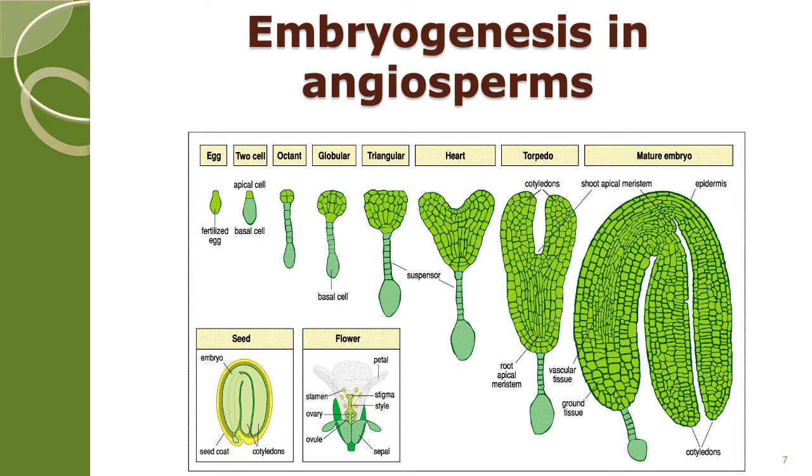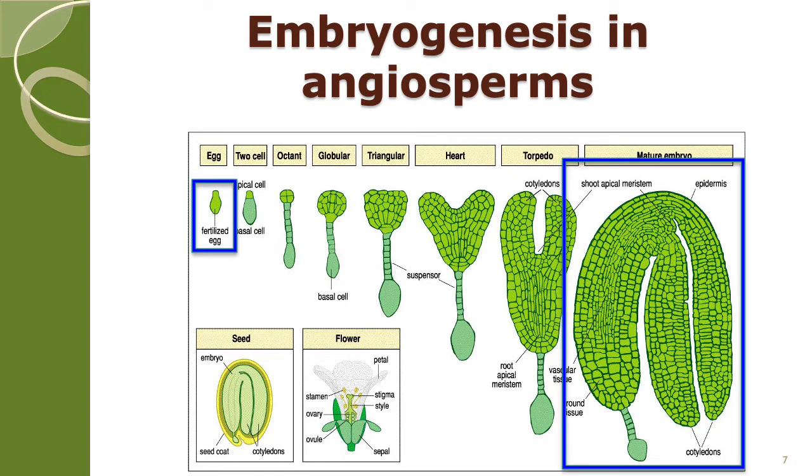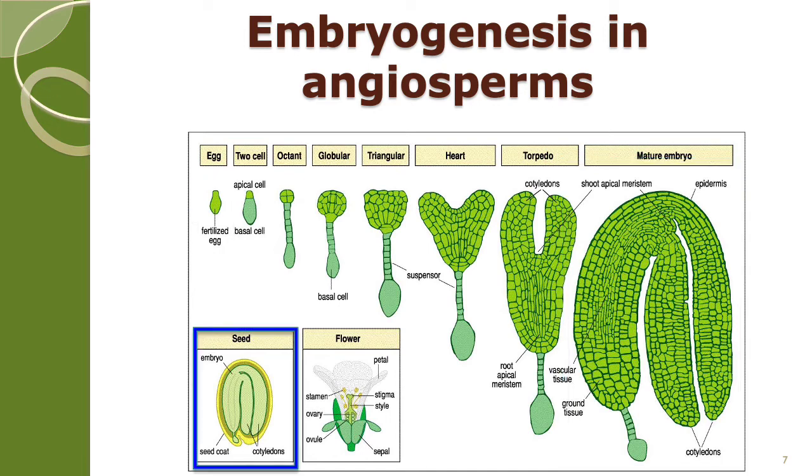Once fertilization occurs and the zygote is formed, which is shown right here in the blue box, embryogenesis begins. In the process of embryogenesis, that fertilized egg goes through different stages and ultimately forms a mature embryo, which is shown to the far right. This mature embryo is then packaged into a seed coat and forms a seed. So inside the seed, we have the embryo, which is covered by a seed coat.